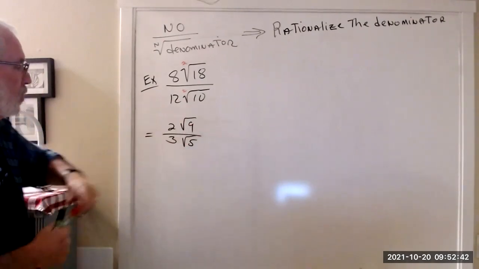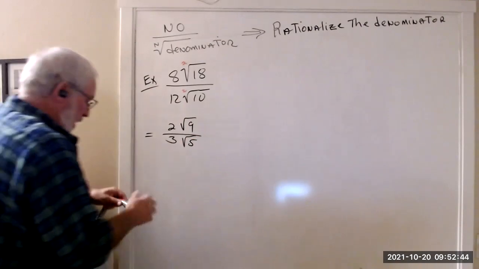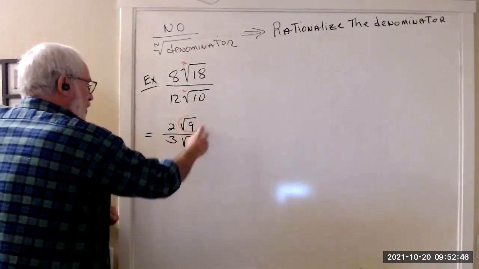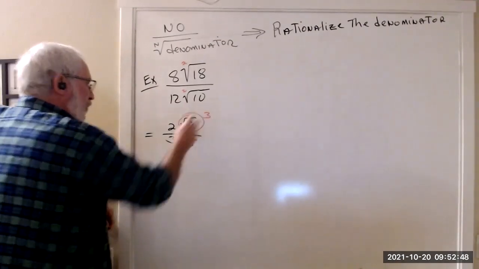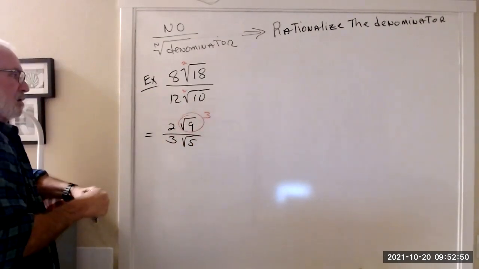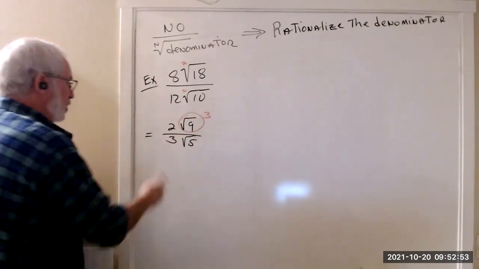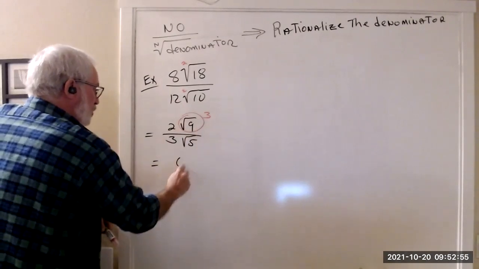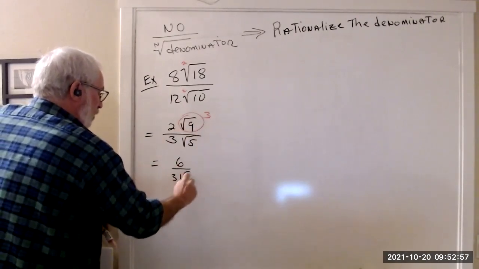Now, a little bit more here. Turns out you should be looking at the square root of 9 and going, oh man, that's 3. That's even nicer. So this becomes 2 times 3. This is 6 over 3 radical 5.